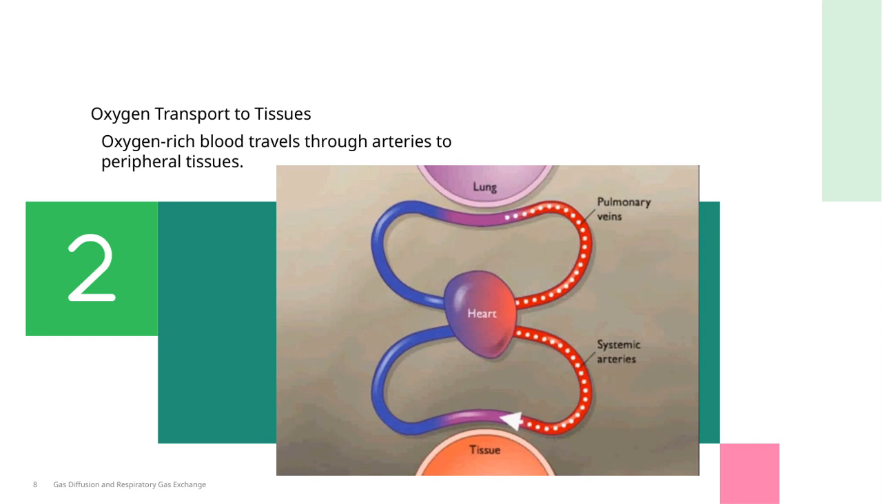This entire process is a vital part of the larger respiratory system, ensuring that oxygen is effectively transported from where it's taken in, your lungs, to where it's used, your tissues. Understanding this journey highlights how crucial the coordination between the respiratory and circulatory systems really is. It's this seamless delivery that keeps every part of your body functioning optimally.